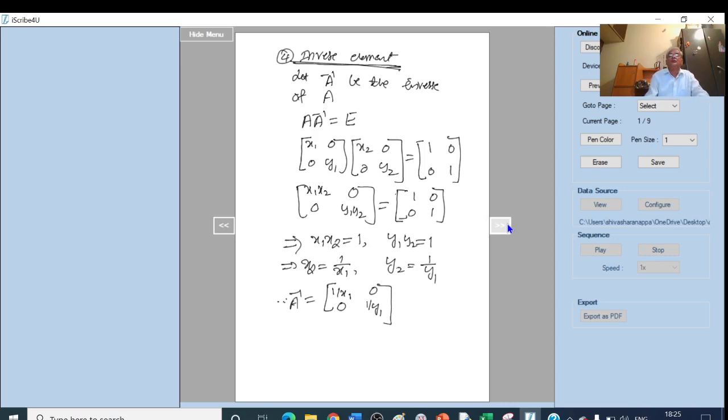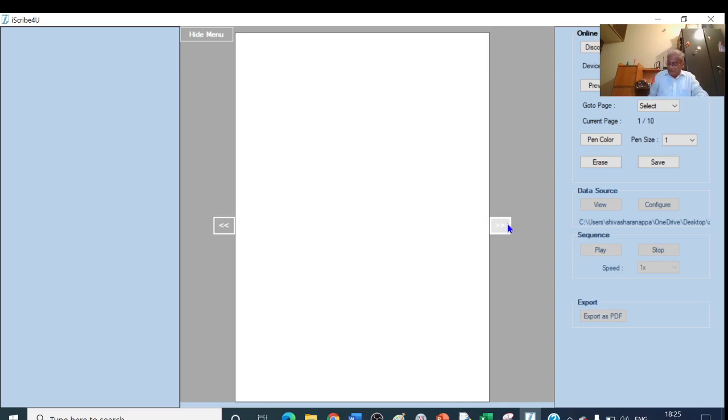All the four axioms are satisfied. Therefore, this is a group with respect to multiplication. And what about the commutative law? Fifth one, the commutative law. So consider AB. If we prove that AB equal to BA, then we say that the commutative law is satisfied.